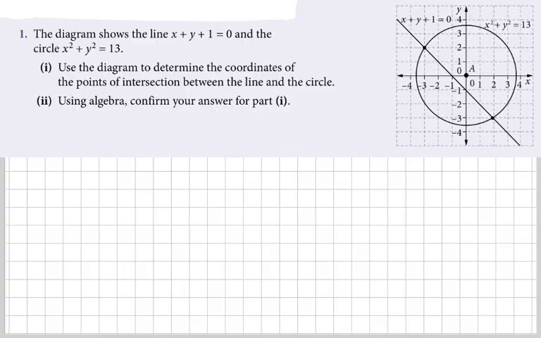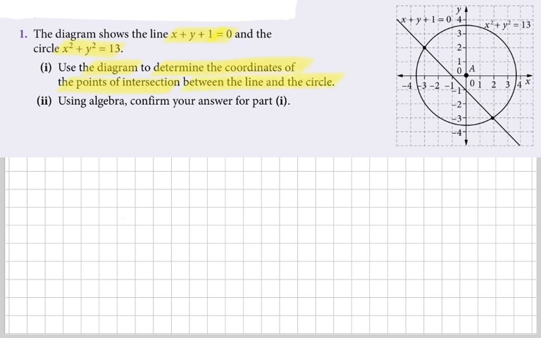Going on a bit further, same type of question. It says the diagram shows the line x plus y plus 1 equal to 0. So it gives me the equation of the line there. And the circle x squared plus y squared equals 13. So the circle has an equation of that. So there's the line and the circle. The first thing they ask is use the diagram to determine the coordinates of the points of intersection between the line and the circle.